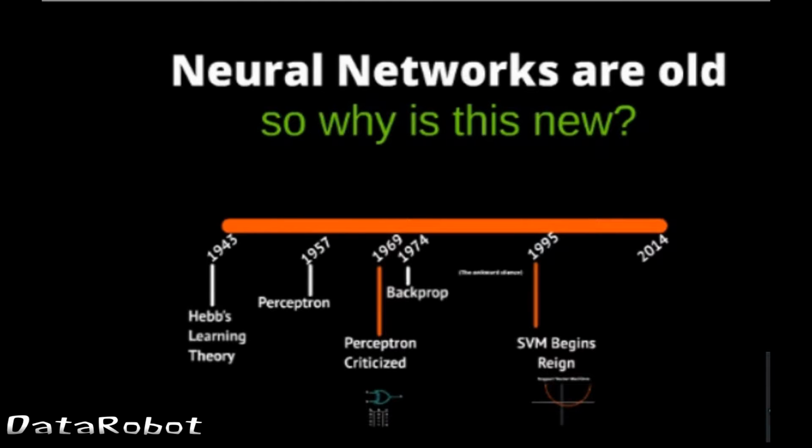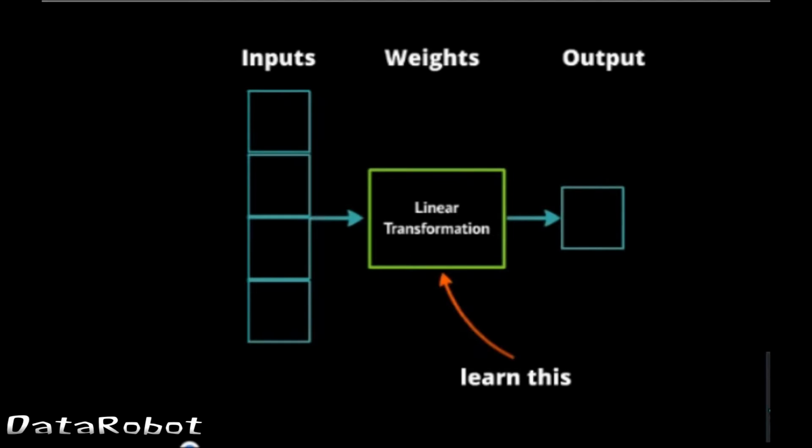So let's take a minute and talk about the fact that neural networks are pretty old. Pretty old. So why is this exciting? Why is it in the New York Times? So let's have a little history lesson, a little story. The grandfather of neural networks was Hebbian learning, back in World War II. The first usable model was the perceptron in 1957, and it was pretty simple.